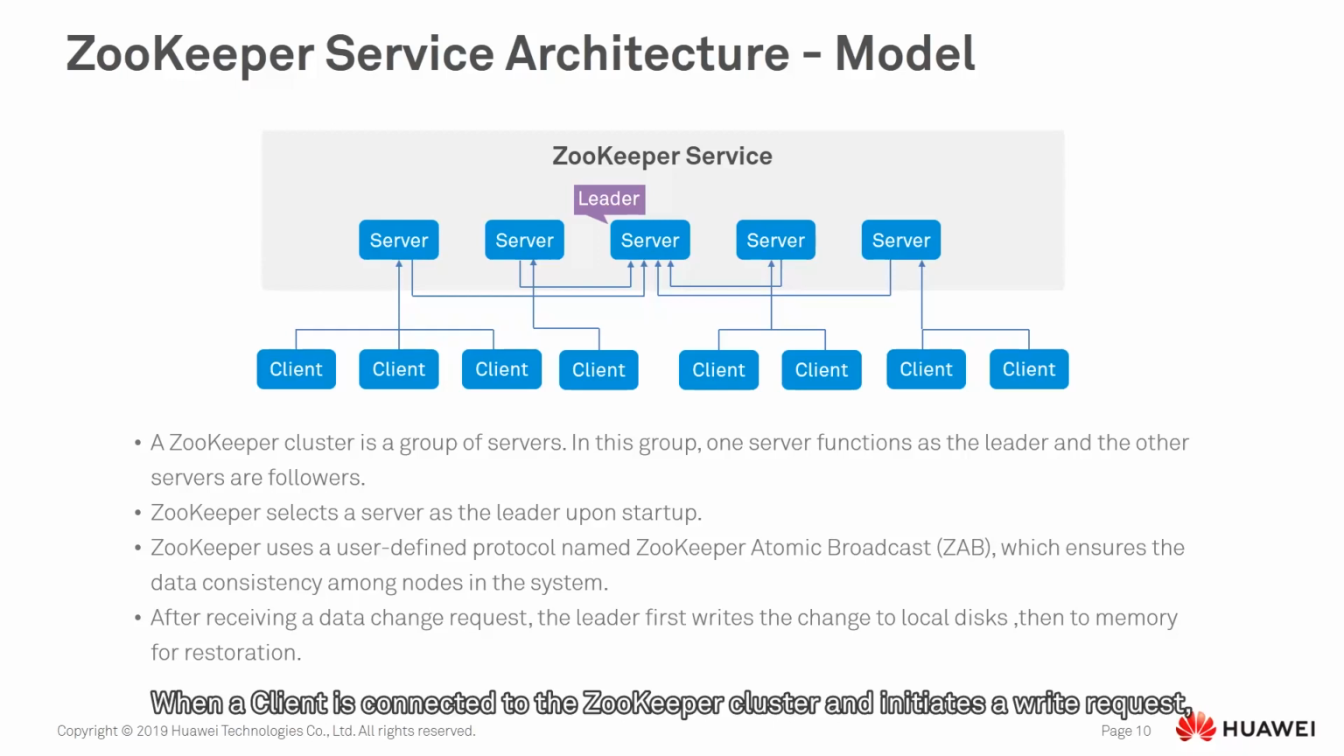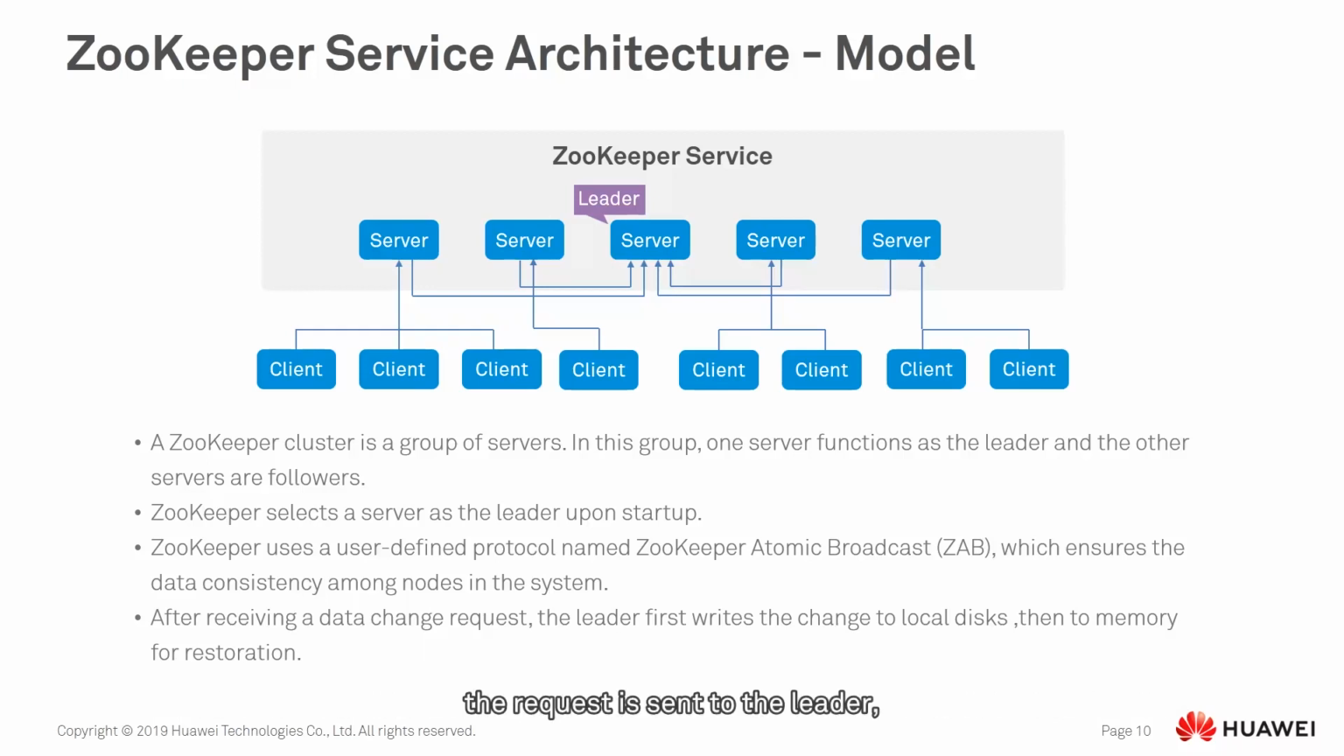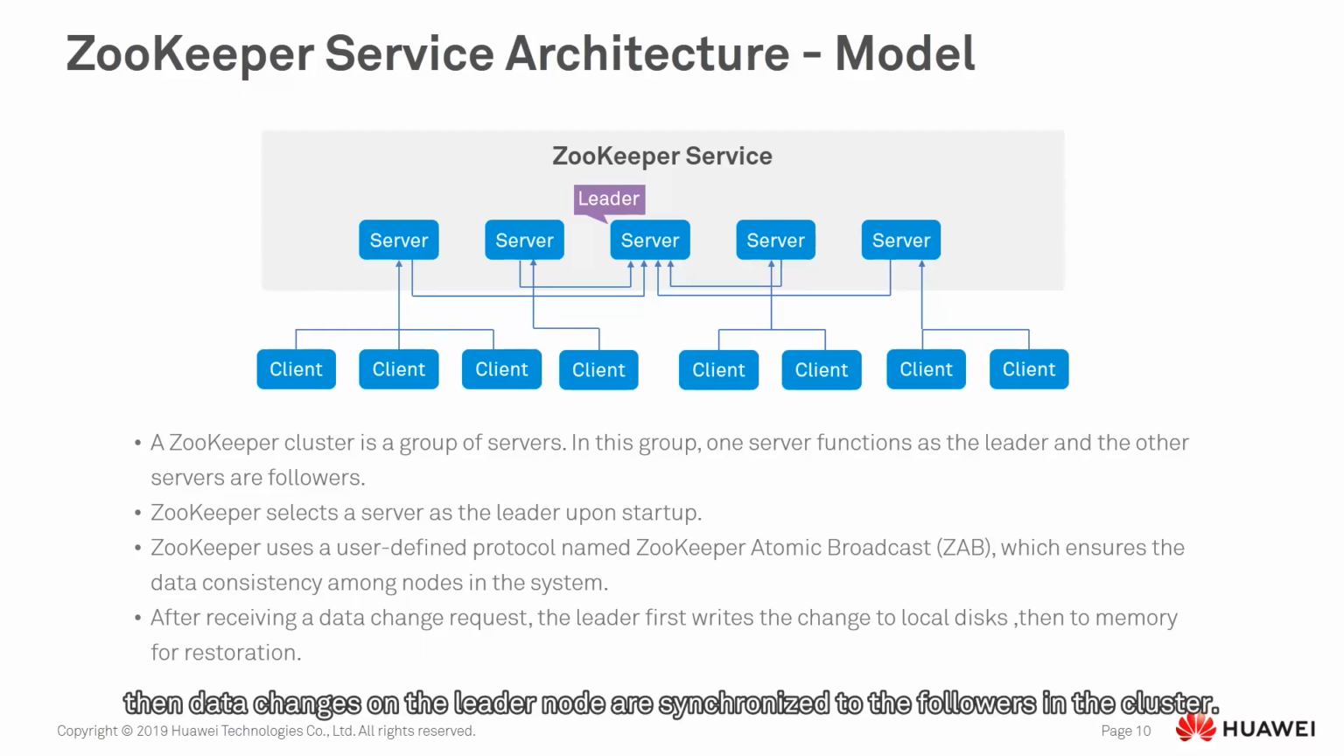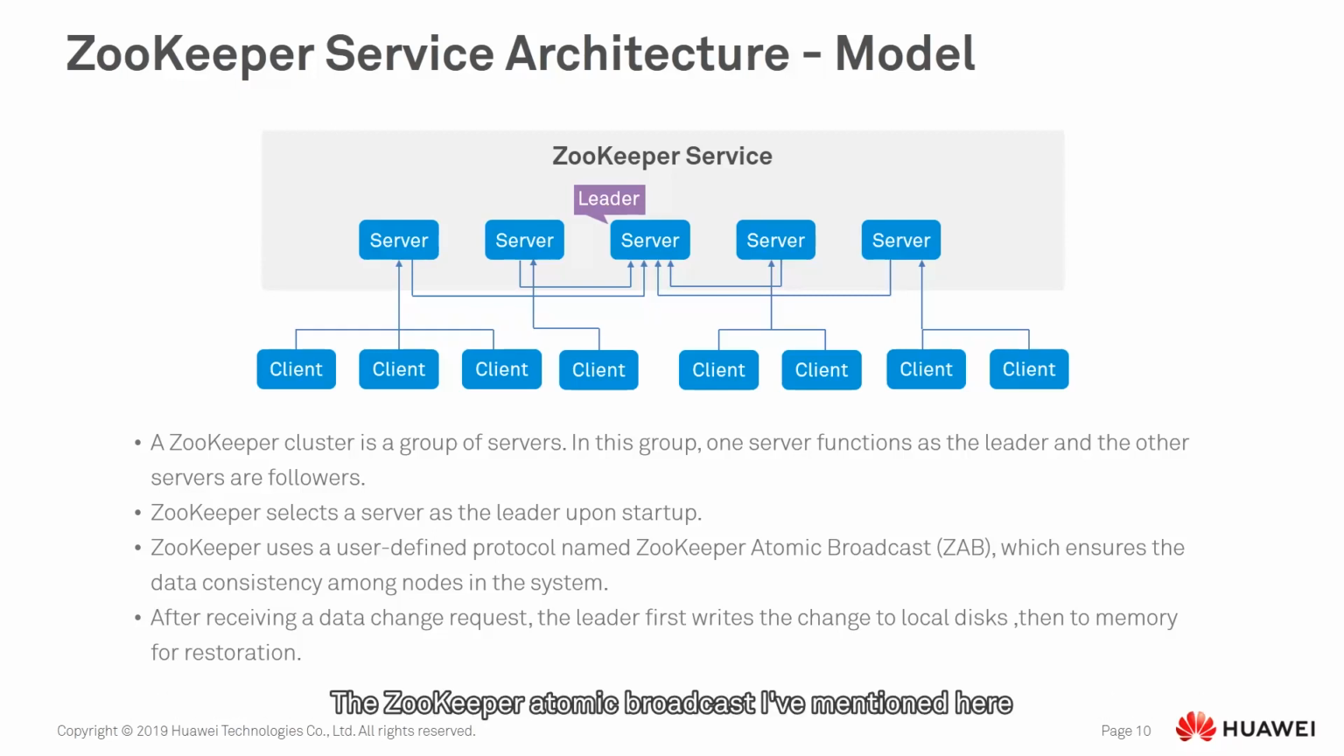When a client is connected to the ZooKeeper cluster and initiates a write request, the request is sent to the leader. Then, data changes on the leader node are synchronized to the followers in the cluster. The ZooKeeper Atomic Broadcast I've mentioned here is a user-defined protocol used by ZooKeeper to ensure the data or status consistency among nodes in the coordination system. Followers use this protocol to synchronize local ZooKeeper data to the leader and provide services based on local storage.